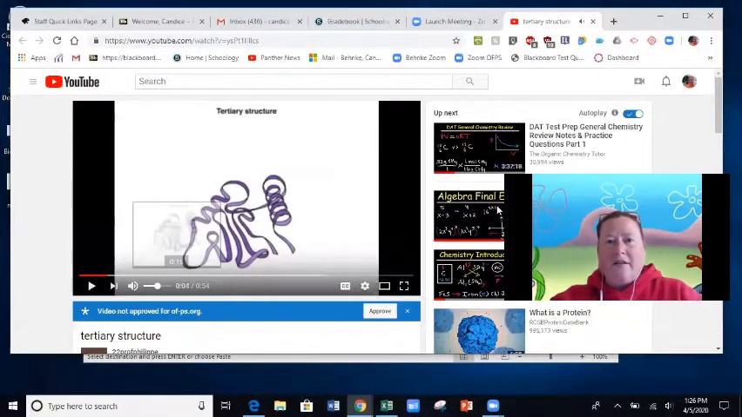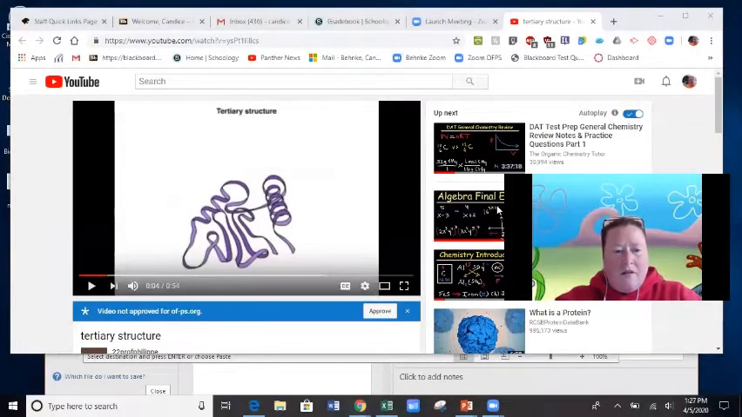I'll change my sharing settings. That shares the computer sound. There we go.